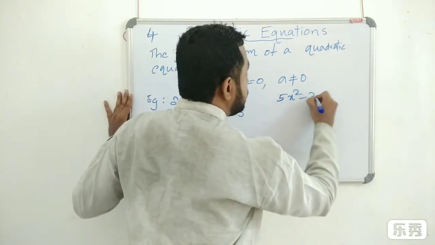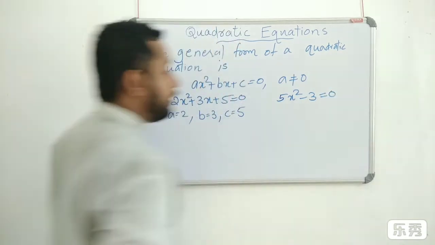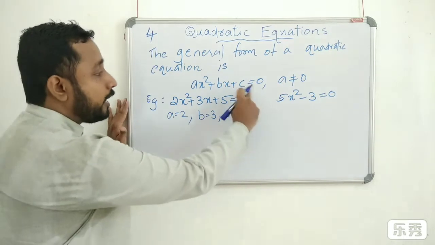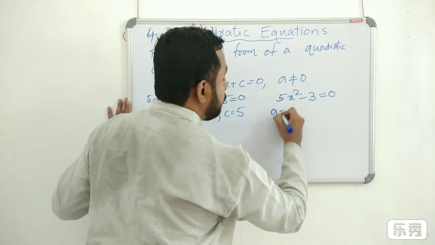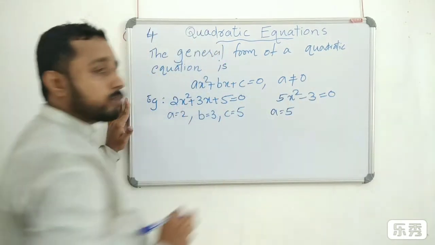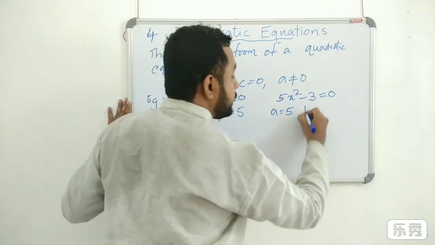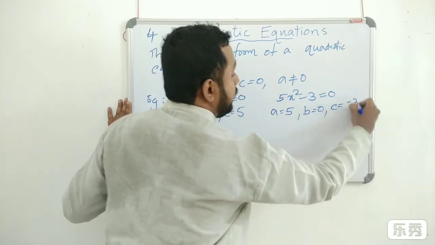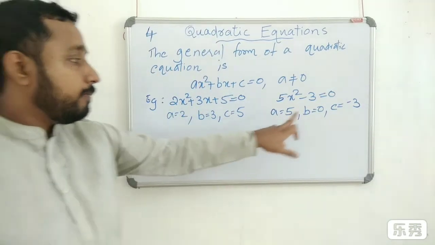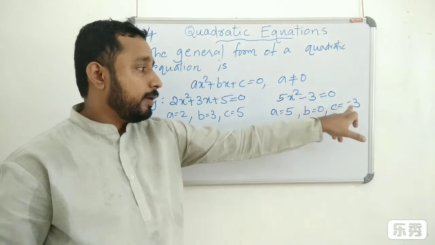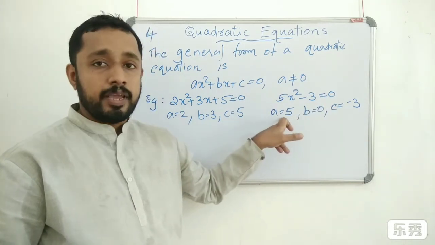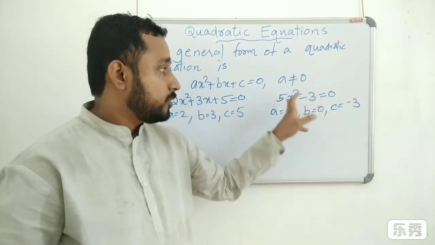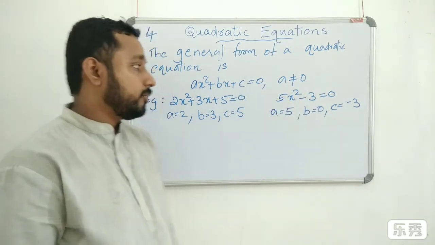Another example is 5x square minus 3 is equal to 0. When we compare with the general form, we will get a is equal to 5. There is no term of x, that's why we write b is equal to 0 and c is equal to minus 3. Here a is 5, a is not equal to 0, but b is 0, c is minus 3. So this is another example of a quadratic equation.